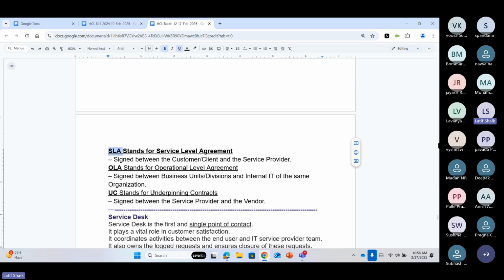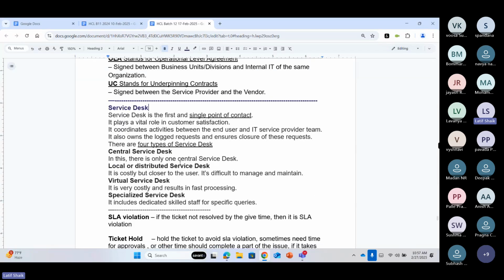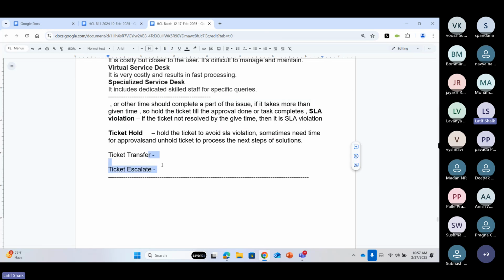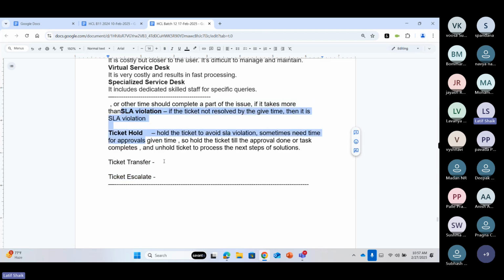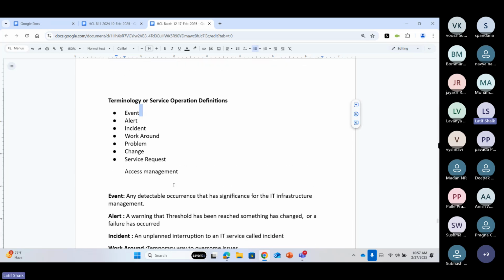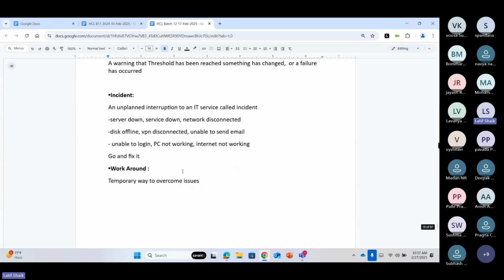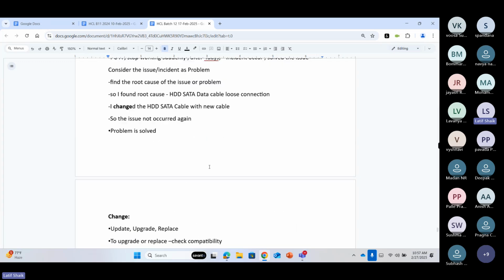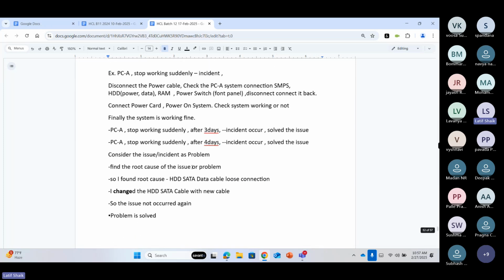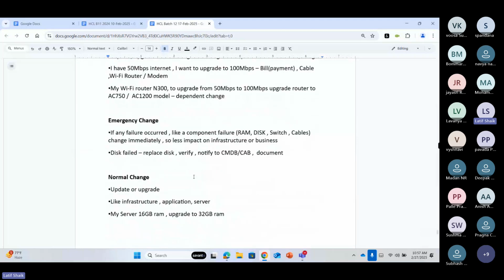Today we'll see a few points about SLA, OLA, UC, what a service desk is and the types of service desk. Small things like SLA violation. Then we'll see these terminologies. What is an event? This is very important. What is event, incident, problem, change management? Change management is a little bigger than all the other things, along with problem management.